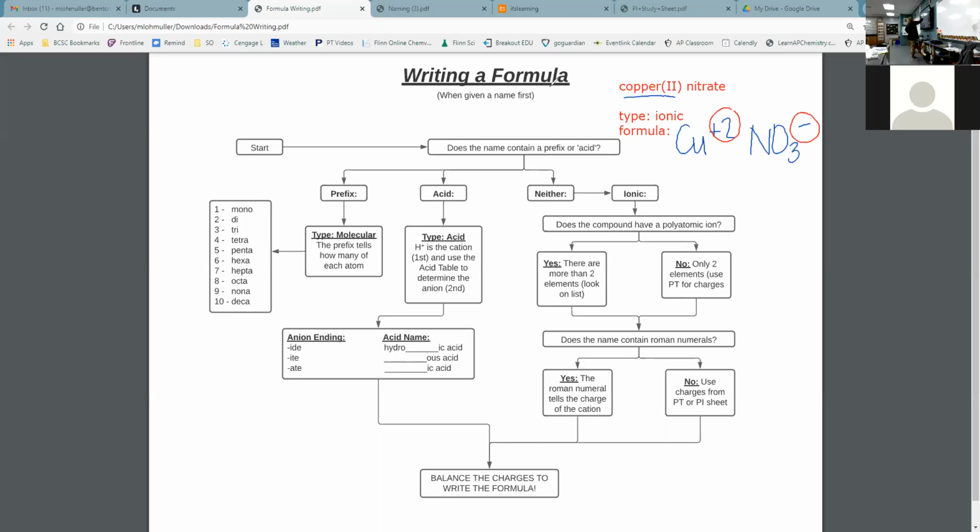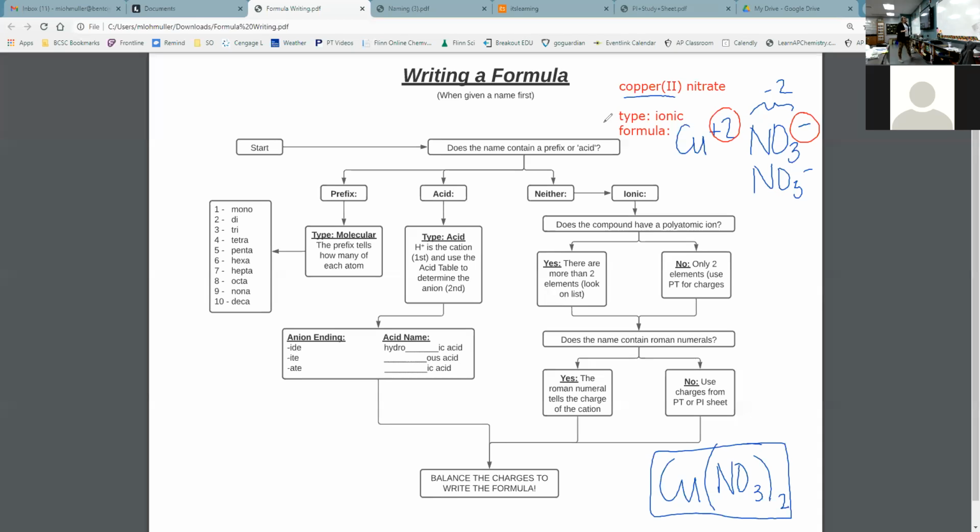We need more negative to make it equal 0. So that means that we would need another NO3 -1. So that makes us have an overall -2 to balance out that +2. So the correct formula for this would be Cu, and then, so we have 2 NO3 groups, so we have NO3 inside parentheses, and then a 2 on the outside, like so. So that is the correct answer for the formula of this one.